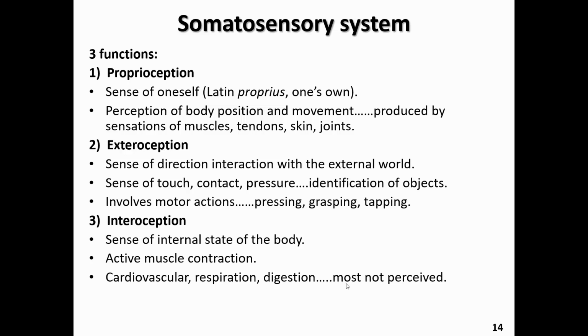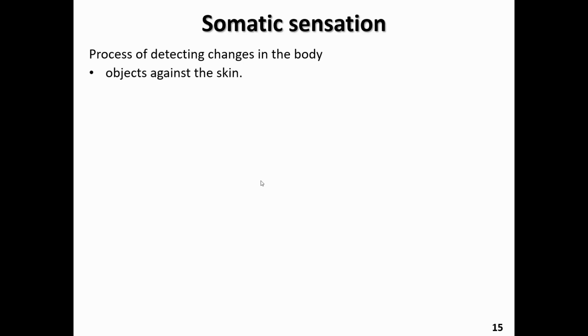And most of these are actually not consciously perceived, and these latter functions serve to maintain internal homeostasis, physiological homeostasis. Now, when we talk about somatic sensation, this refers to the process of detecting changes in as well as outside the body, particularly when it relates to objects against the skin. With respect to signals generated inside the body, this will also inform the central nervous system of the position of joints, as well as transmitting very important information regarding tissue damage in the form of pain.